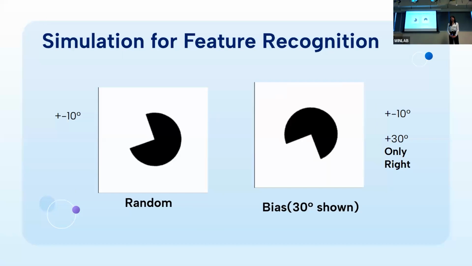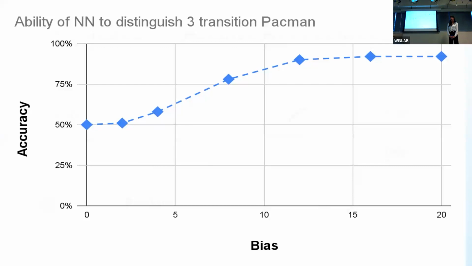This is what the bias model looks like. In this case, whenever the rotation is towards the right, it moves that amount and adds an extra 30 degrees in this example. We ran this simulation by varying the bias from 0 to 20 degrees. And this is the graph that we found.